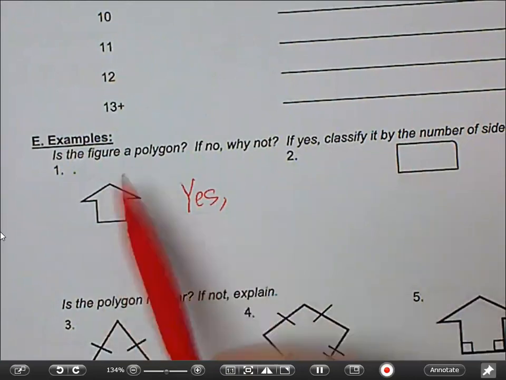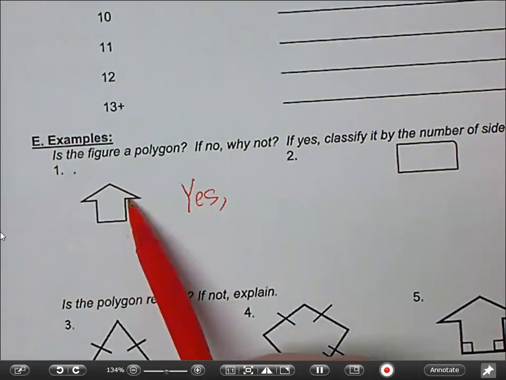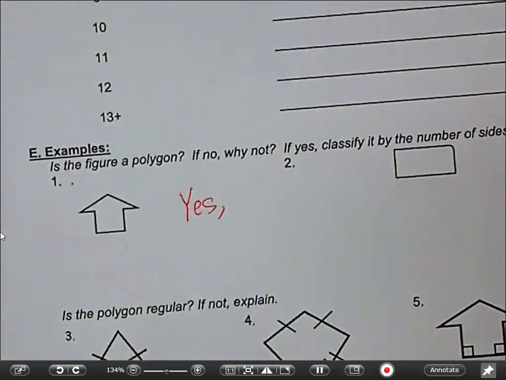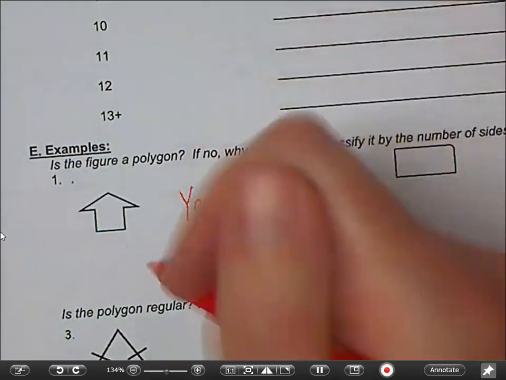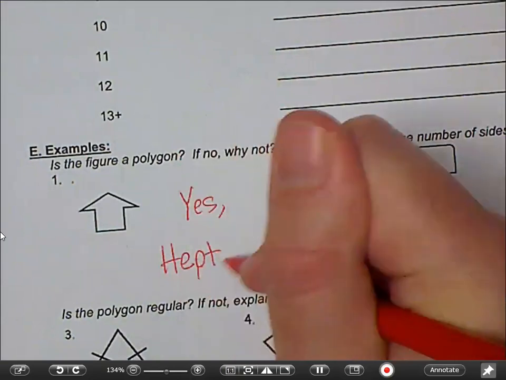If we were to just count 1, 2, 3, 4, 5, 6, 7, I believe. So it's not wrong if you just put 7 sides, but we really want to encourage you to start using the vocab. And we set up above that if it has 7 sides, it's known as a heptagon.